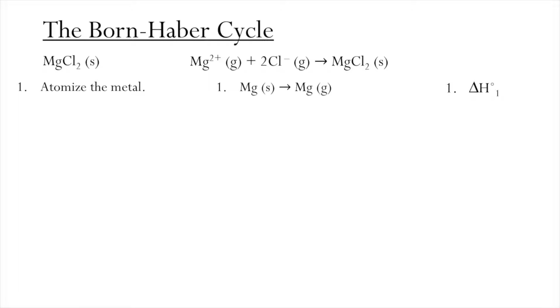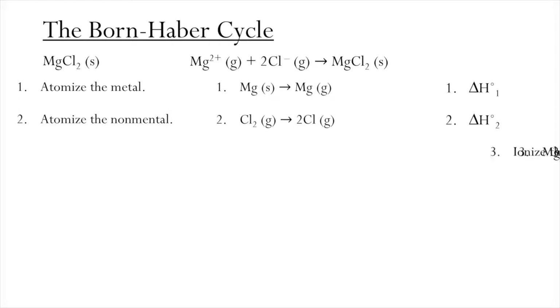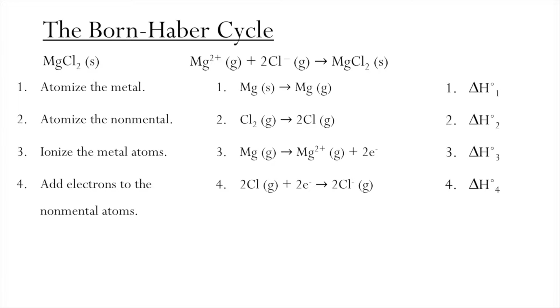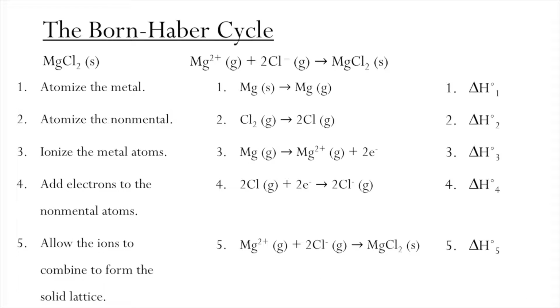Step 1, atomize the metal. Step 2, atomize the nonmetal. Step 3, ionize the metal atoms. Step 4, add electrons to the nonmetal atoms. And step 5, allow the ions to combine to form the solid lattice. Let's talk about each one more in depth now.